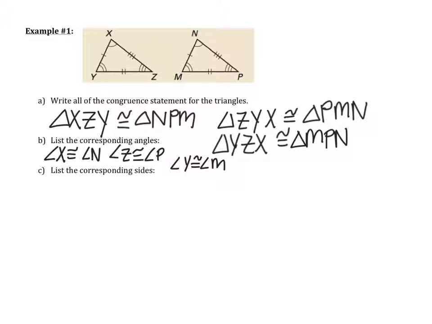And for part C, list the corresponding sides. So again, we want to make sure we write this in corresponding order. So if I name this segment here XY, since I listed the X first and X corresponds with N, I'm going to list it as NM.